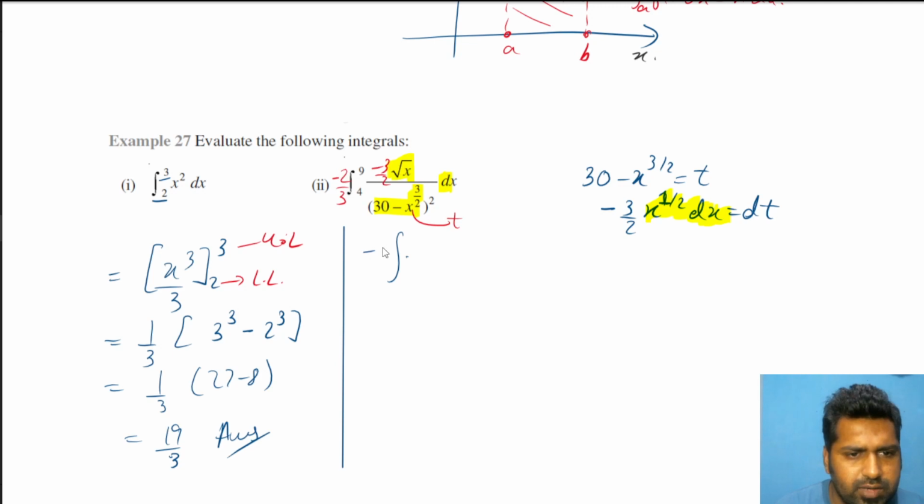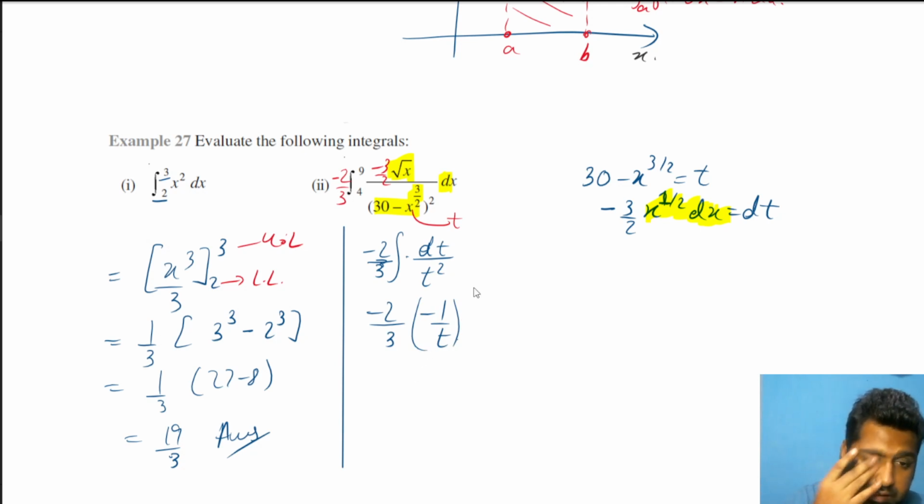So this integration becomes minus 2 by 3. Numerator becomes dt, denominator becomes t square. So what is the integration of 1 upon t square? That will be minus 1 by t. Okay, I'm not putting c. Why? Because we are doing definite integral. In definite integral, we don't add c. Even if you want to add c, when you solve upper limit minus lower limit, the c will get cancelled. So remember that if we are doing definite integral, no need to put c.